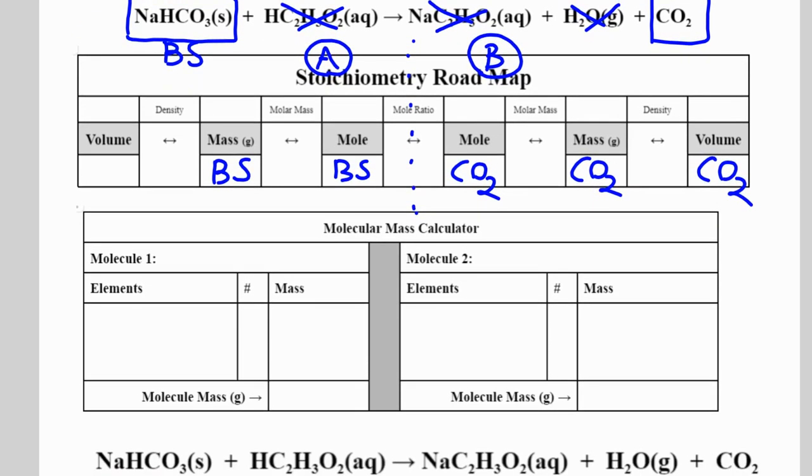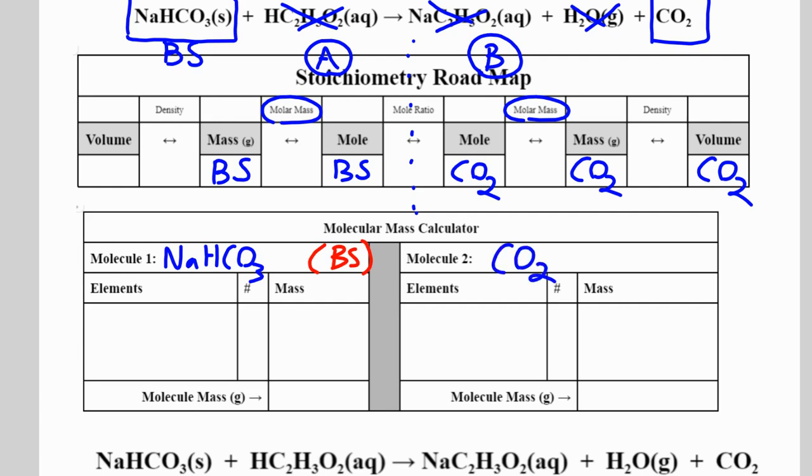You'll notice that I need to know the molar mass of both baking soda and of carbon dioxide for this particular problem. So baking soda, the formula is NaHCO3. Again, I've been abbreviating that as simply BS to avoid having to write that a whole bunch of times.